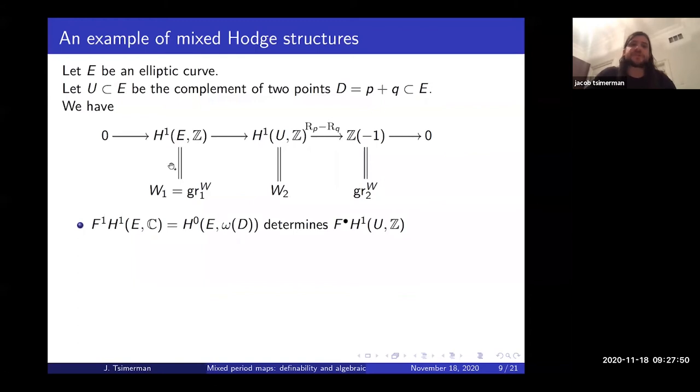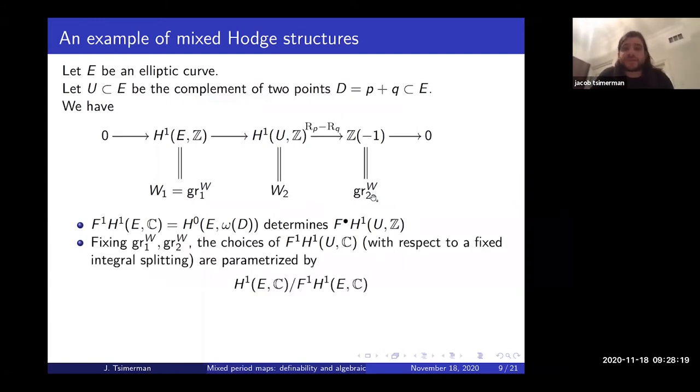So what is the F1 piece? Well, we know that intersected with this H1 of E, you get the usual F1, so just global sections of the canonical bundle. And we know its quotient has to contain this. So F1 is some two-dimensional subspace of this three-dimensional space, which contains the one-dimensional part coming from H1 of E and is just one extra thing.